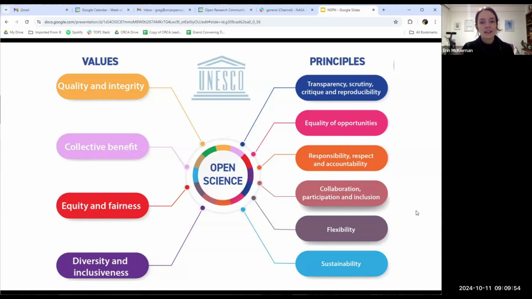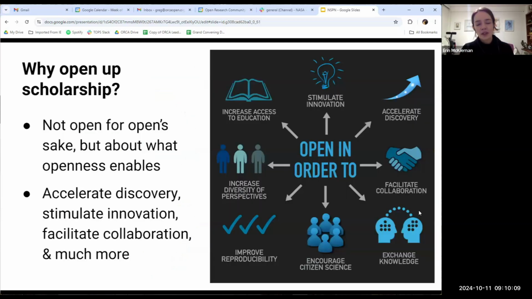So as you can see, there's a set of principles there, but all of this revolves around the idea that if we're being transparent, if we're being open with our science, then that leads into equality, diversity, collaboration, participation, all of these good things that we would like to see. And so, pushing a little bit more on this, why do we want to open up scholarship? It's not open for the sake of being open, but really about what openness can enable us to do.